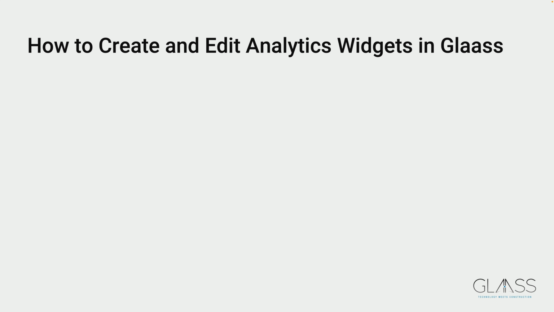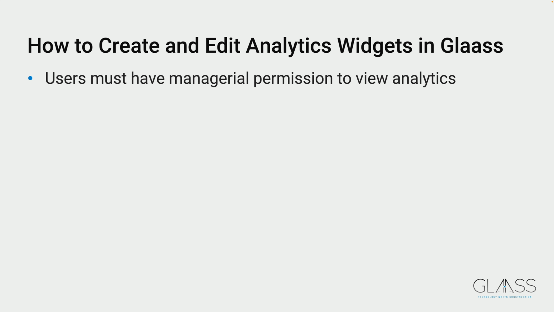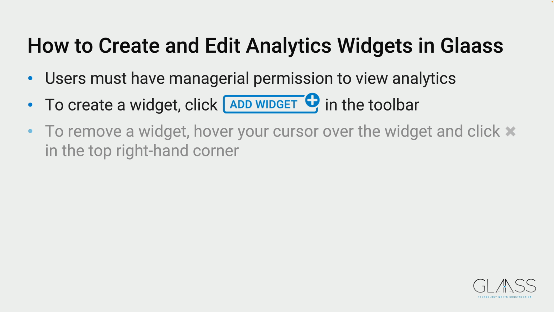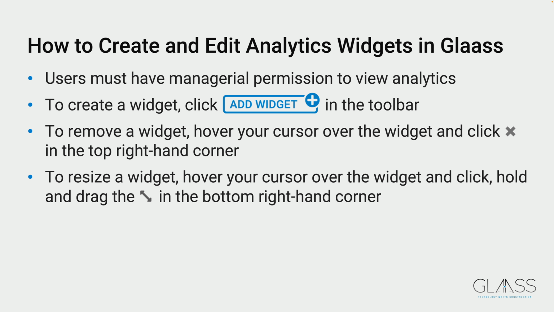That was a step-by-step guide on how to create and edit analytics widgets in Glaass. Users must have managerial permission to view analytics in the project. To create a widget, click Add Widget in the toolbar. To remove a widget, hover your cursor over the widget and then click the X icon in the top right-hand corner. To resize a widget, hover your cursor over the widget, click, hold, and drag the icon in the bottom right-hand corner.